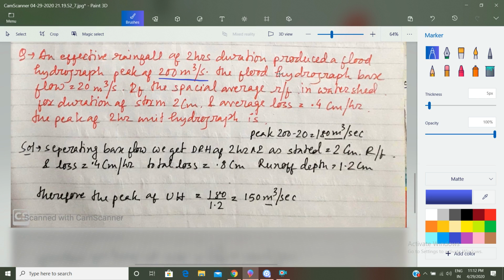Now see, an effective rainfall of 2 hour duration produces a flood hydrograph peak of 200 meter cube per second. Effective rainfall of 2 hour duration, it is a 2 hour duration storm, produces a flood hydrograph, with a peak of 200 meter cube per second. The flood hydrograph base flow is equal to 20 meter cube per second. This is quite evident, given as base flow.